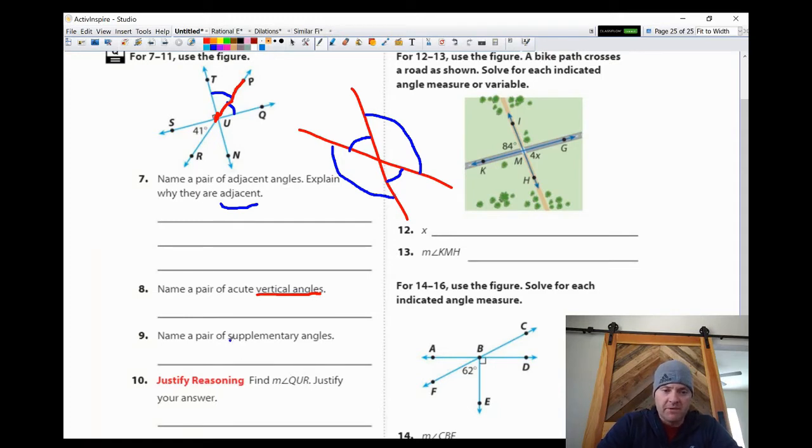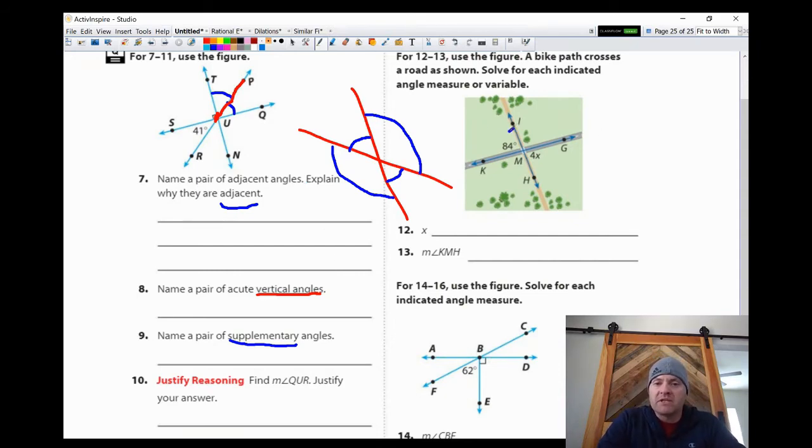And then supplementary angles are two angles that when you put them together, they add up to 180 degrees. What's important for you to understand is that anytime we have two angles that add up to make a straight line, those two angles combine to make 180, and we can write ourselves an equation. So let's start with number 12.